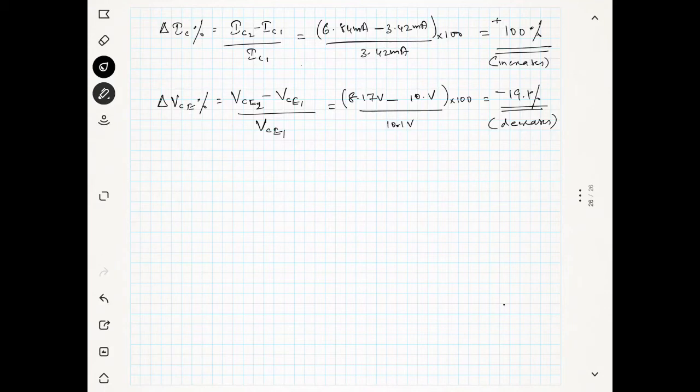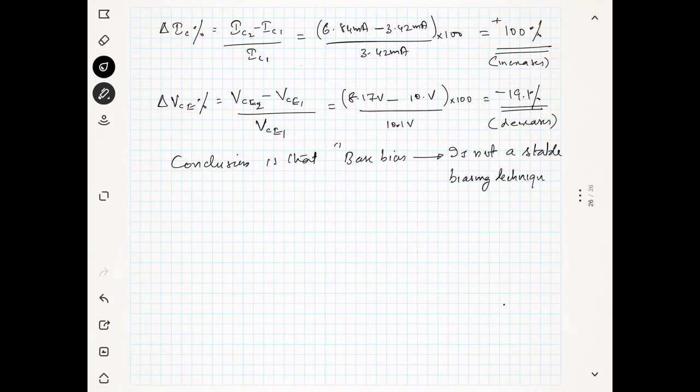Now our conclusion is that the biasing technique we have discussed now is known as base bias. Base bias is not a stable biasing technique. So base bias is not a stable biasing technique.